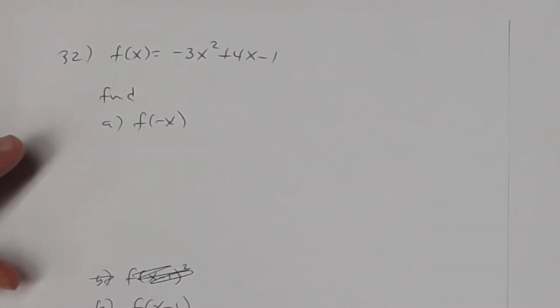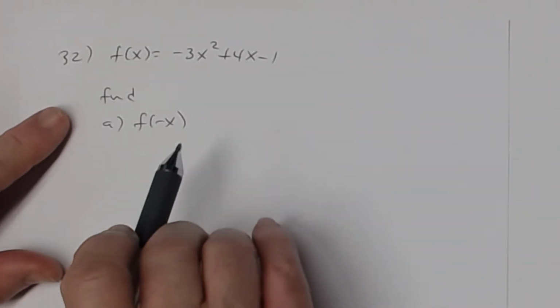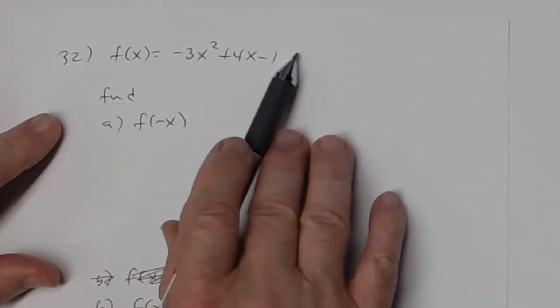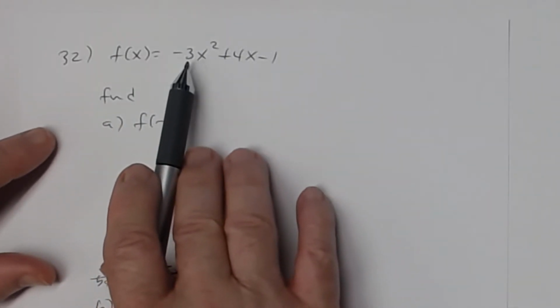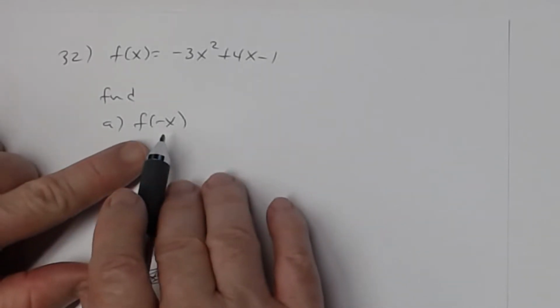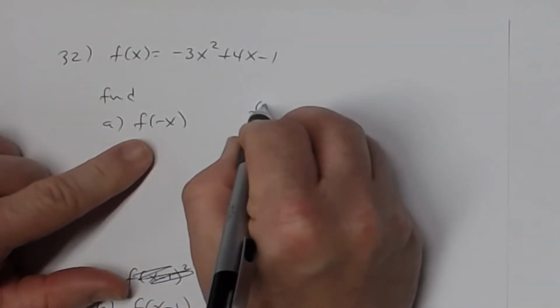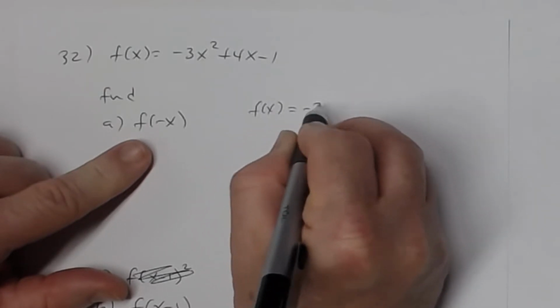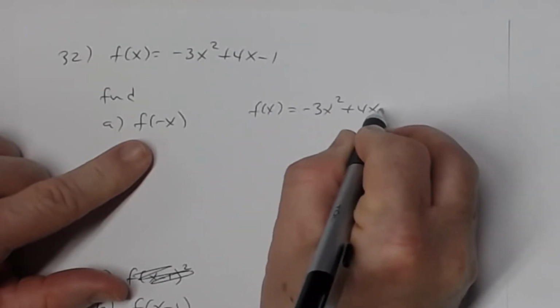All right, so this is number 32. In 32, you're given the function f of x, which is this quadratic function here, and is represented as negative 3x squared plus 4x minus 1. And you want to find f of negative x. So let me go ahead and just rewrite this real quick. So f of x is negative 3x squared plus 4x minus 1.